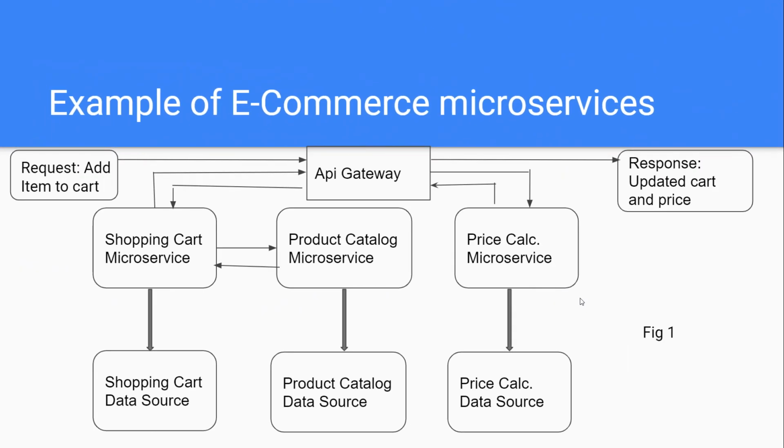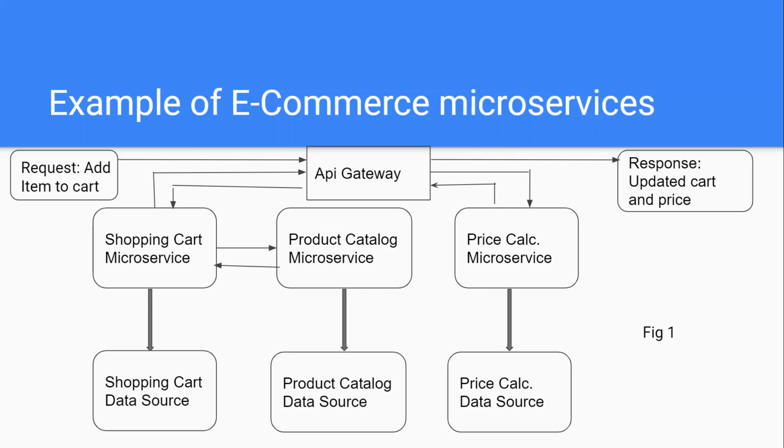So here in this figure one, we see the example of e-commerce microservices. They consist of this API gateway, which is also a microservice, and there are 3 more microservices shown over here in this slide: shopping cart microservice, a product catalog microservice, and a price calculation microservice. So let's understand each of these parts in sequence. We'll come later in the next slide to the recommender and the shopper tracking microservice.